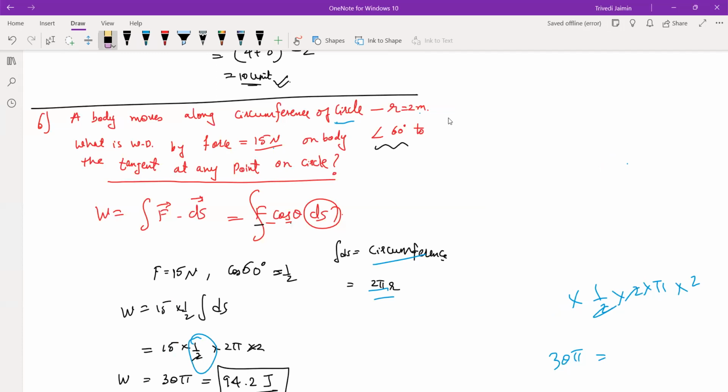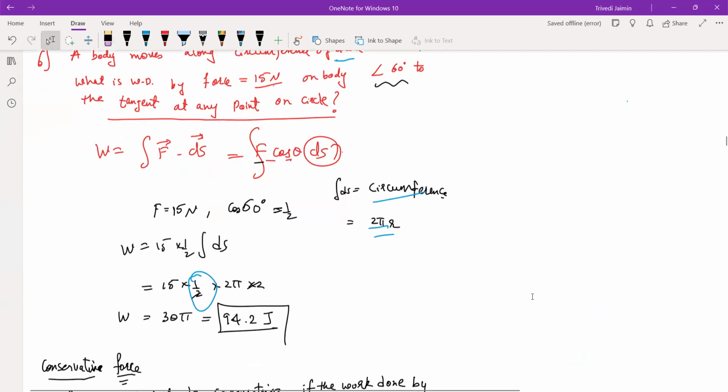Is my audio clear, or like it's breaking in between? Because I see here unstable network. So clear. All right. Because I got notification as unstable network.